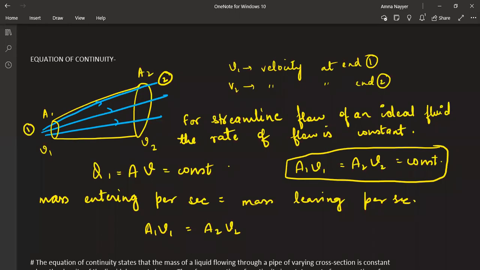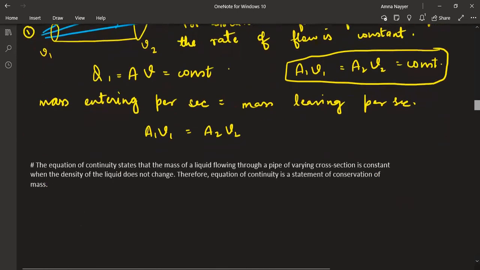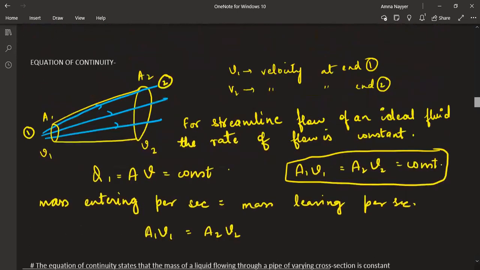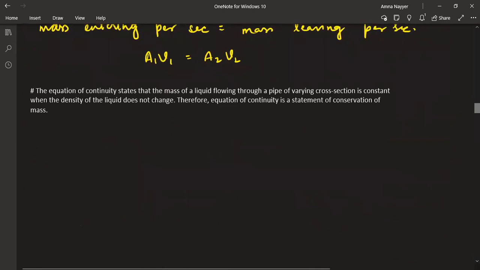So for streamlined flow of an ideal fluid, the rate of fluid flow is constant. This is it. You have the applications of this mainly in Bernoulli's theorem. So this is the equation of continuity.